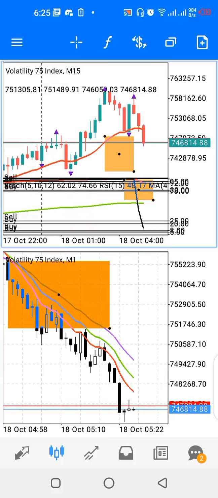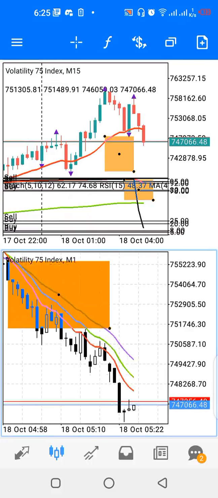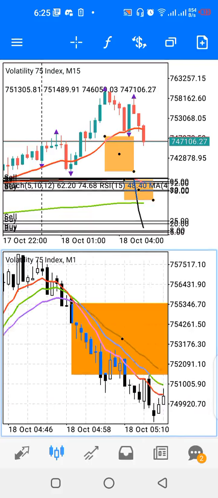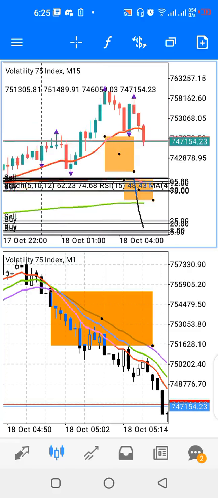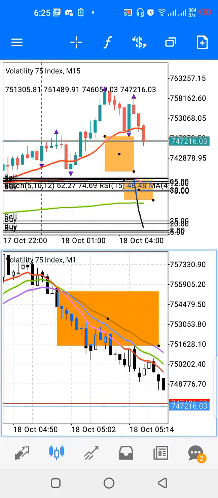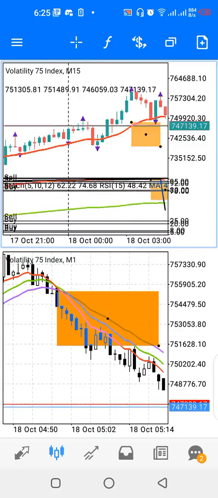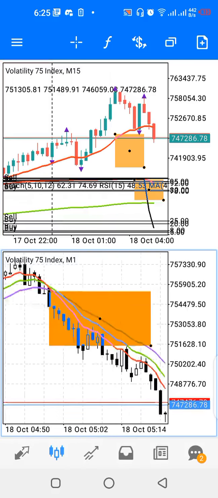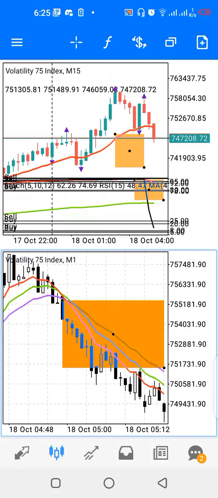For the lower window, this is a smaller time frame. I have a higher, bigger time frame on the upper window, and a smaller time frame on the lower window. But you can have it the other way around. You can have a smaller time frame above and a bigger time frame below. It doesn't really matter how you arrange it.